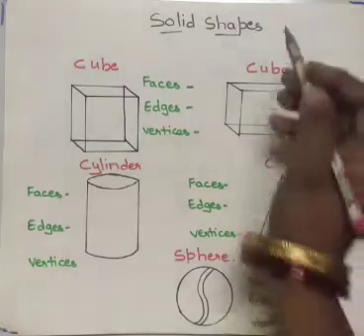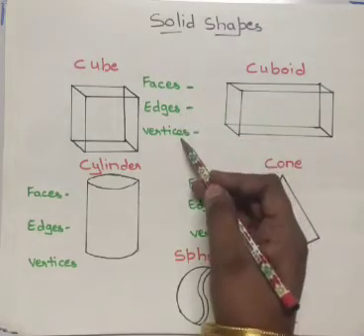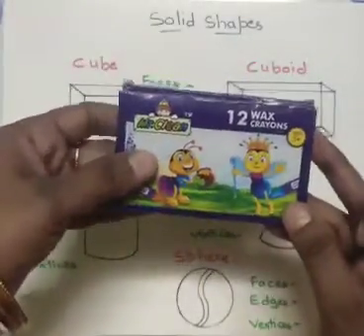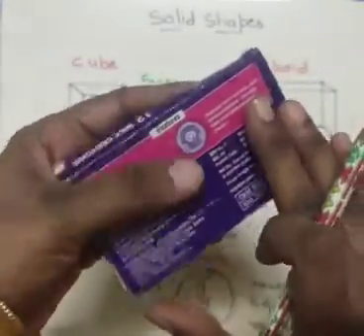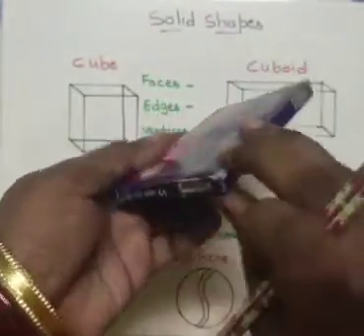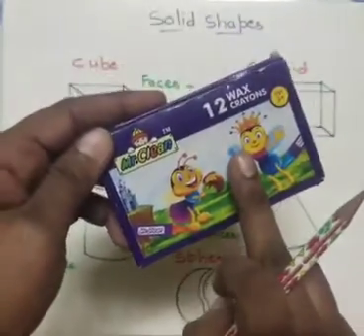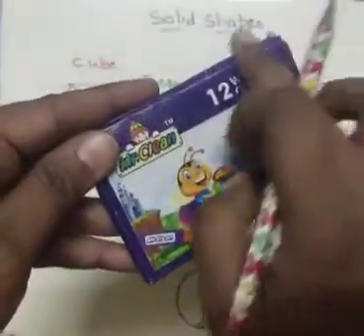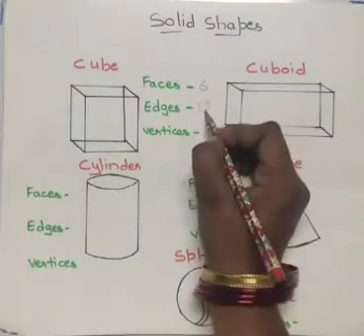Now solid shapes. Now see, cube and cuboid. Cube and cuboids have the same faces, same edges and same vertices. Solid shapes are like this. This is your crayons box. Now faces are what? This face, one, and this is its second face, the third face, the fourth face, then fifth face, and sixth face. So it has 6 faces, and 12 edges. Edges are these lines, 1, 2, 3, up to 12.